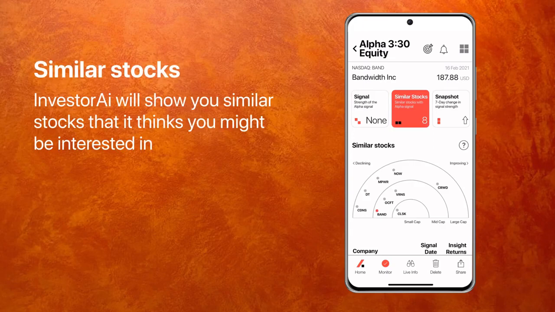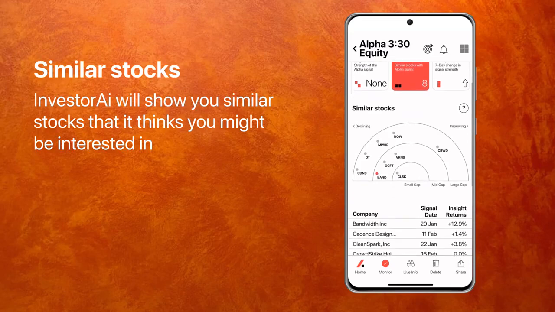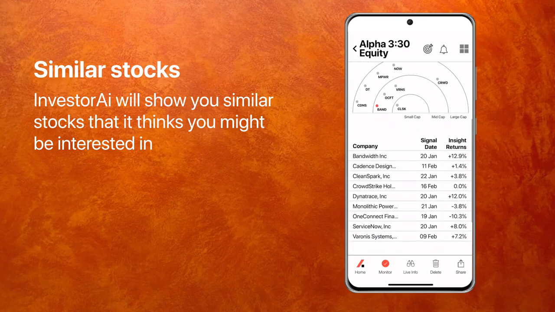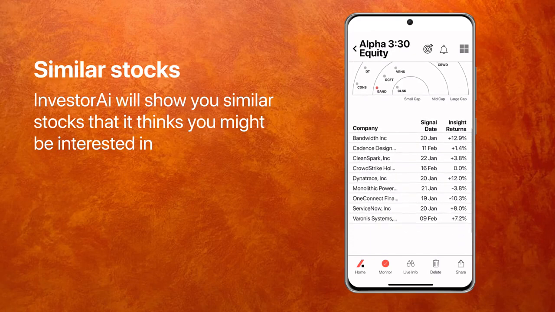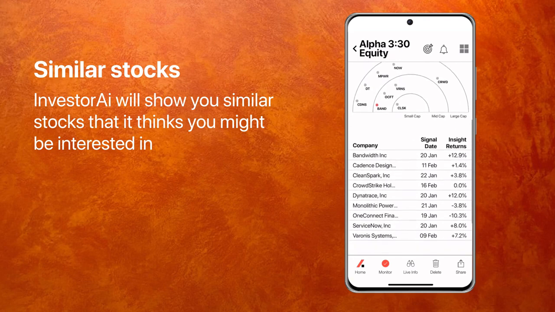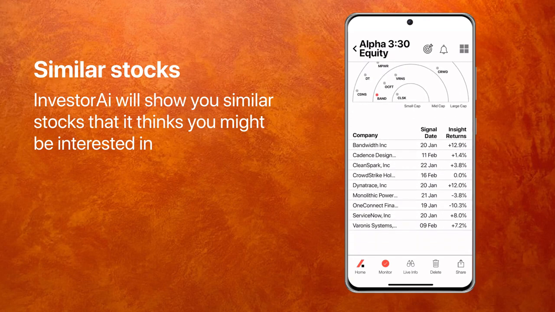So if you have seen Money Heist, chances are you will like Lupin. And similarly, if you like Bandwidth, there are a bunch of companies that you might also like to look at. And all these are live signals within the system. So as you can see, there are 8 similar signals plus Bandwidth, so 9 signals in all. And here are the companies.